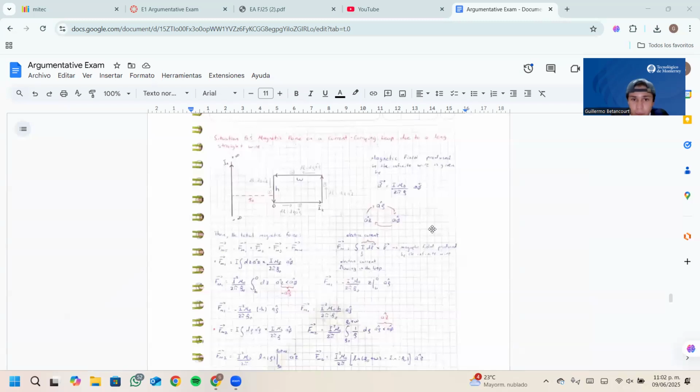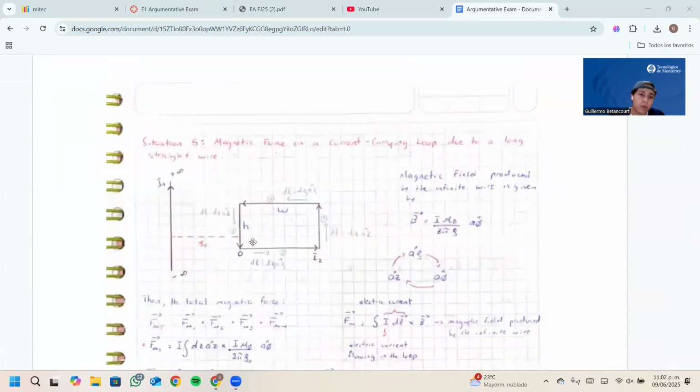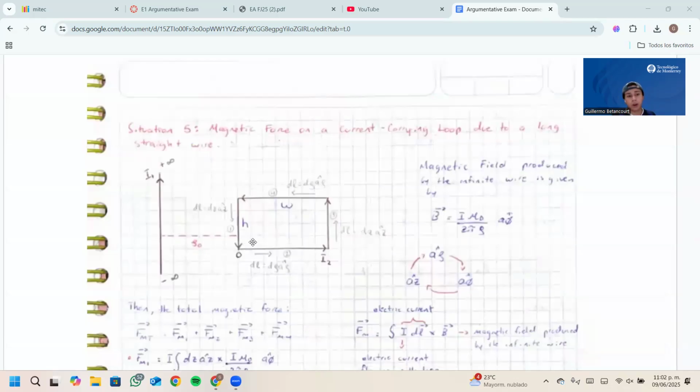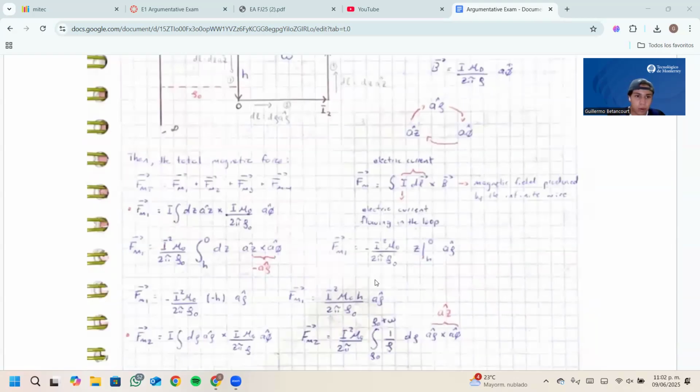For situation 5, magnetic force on a current carrying loop due to a long straight wire. First, we have our diagram. We can see the infinite wire, which is carrying a current I. We label these segments, which are 1, 2, 3, and 4, and the respective differential of length. We know that this is a magnetic field caused by the infinite wire. So now we know that this is the total magnetic force in each of our points, 1, 2, 3, and 4. And this is the formula of electric current.